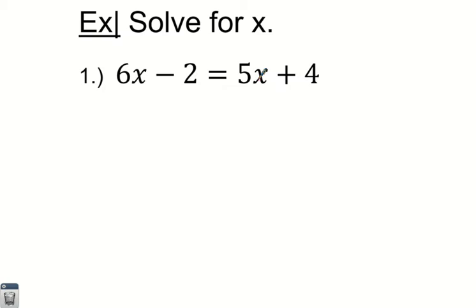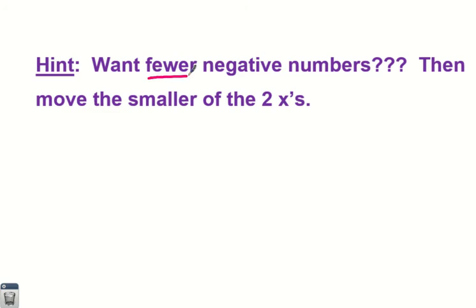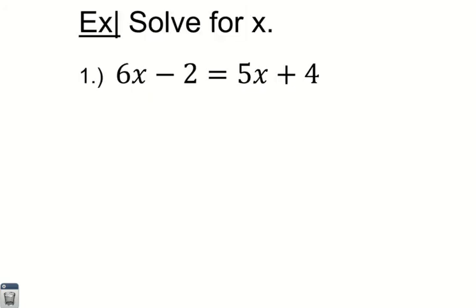But compare that if I decided, how about I subtract 6x from both sides? What if I put the x's over here, by undoing the 6x? Then it'd be over here as 5x minus 6x, which is negative 1x. And so this is where it comes in: do you want fewer negatives? Then do this rather than subtracting 6x from both sides.